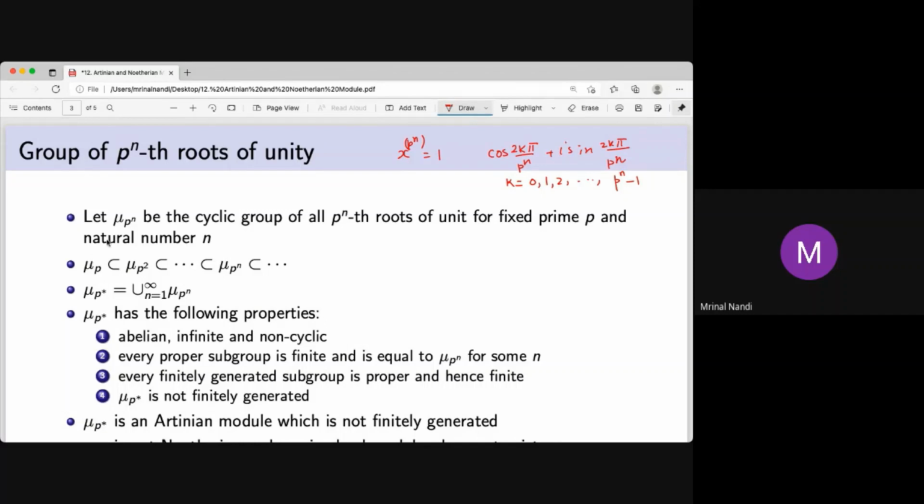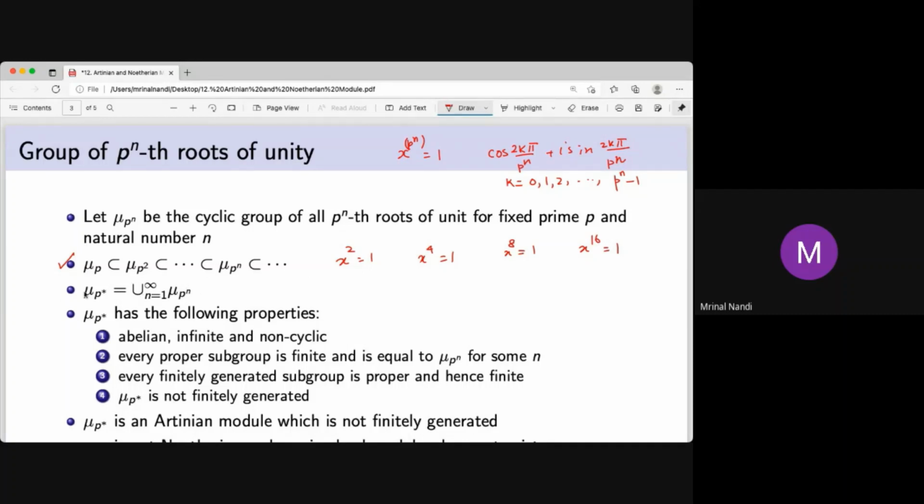So obviously for a fixed p, this is true. This is true because the roots of x square equal to 1 belong to the roots of x to the power 4 equal to 1, which are contained in the roots of x to the power 8 equal to 1, which are contained in the roots of x to the power 16 equal to 1. So the roots of the lower power are contained in the higher power. That's why it's a subgroup actually.